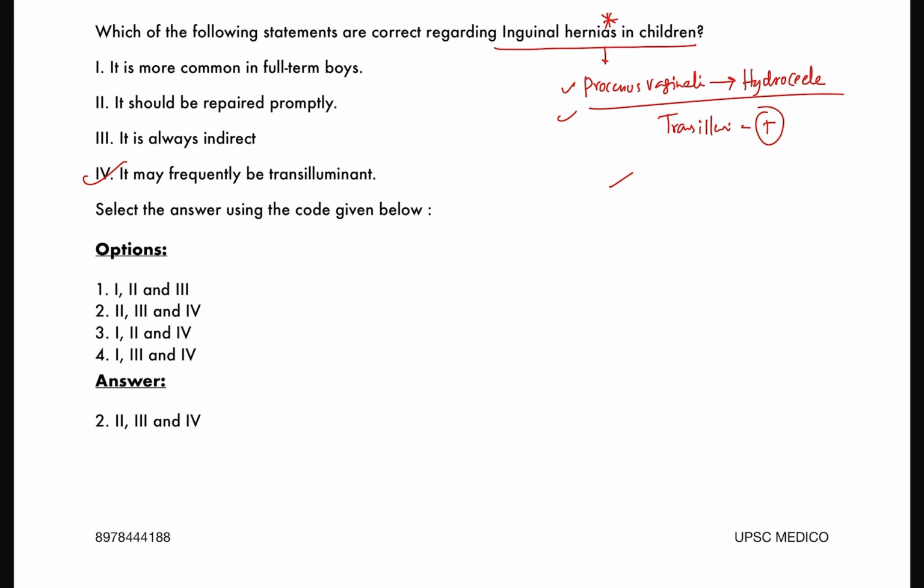It is always indirect because of the persistent processus vaginalis. It is more common in preterms, not full term boys. It is more common in preterms. It should be repaired promptly. Yes. 2, 3 and 4 are the right answers here.